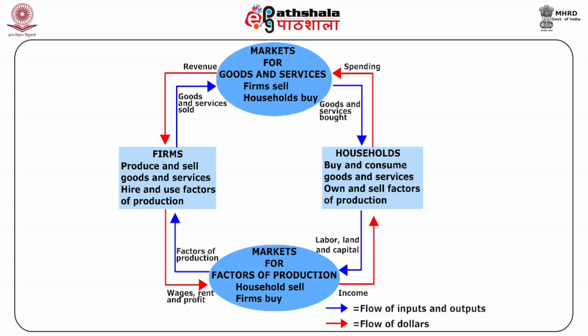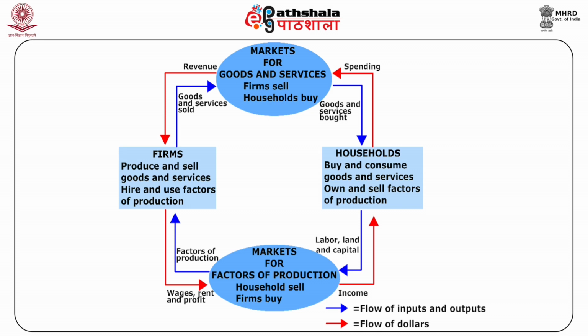This diagram will give you a very simple model of the economy. There are two decision makers in the model, households and firms. There are two markets, the market for goods and services and the market for factors of production. Firms are the sellers in the market for goods and services and the buyers in the market for factors of production.